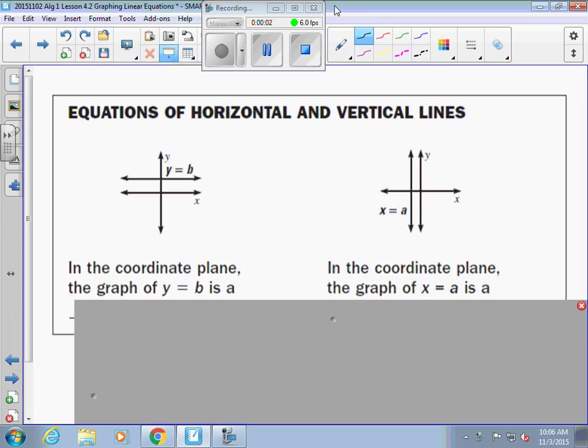This is Algebra 1. We are finishing lesson 4.2 today. We graphed equations by plotting points. Now we're going to talk about the second part, horizontal and vertical lines.